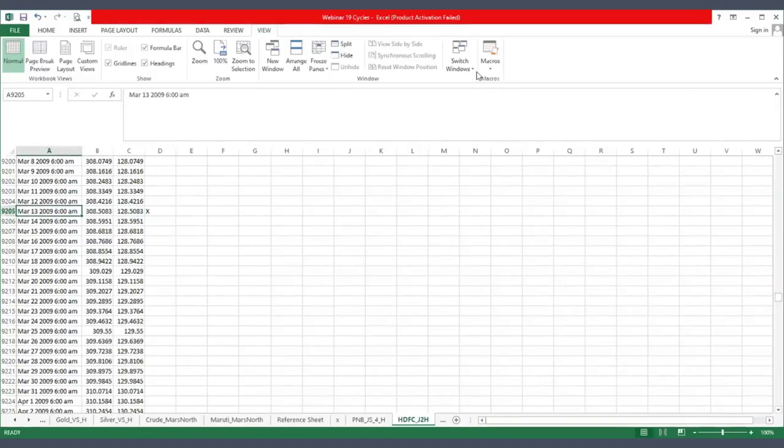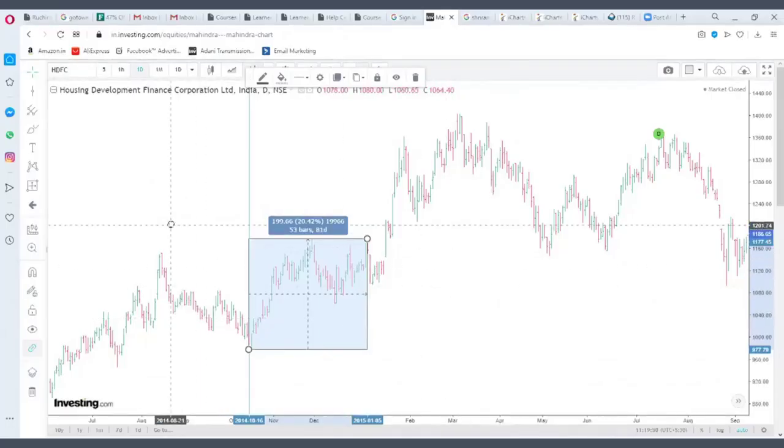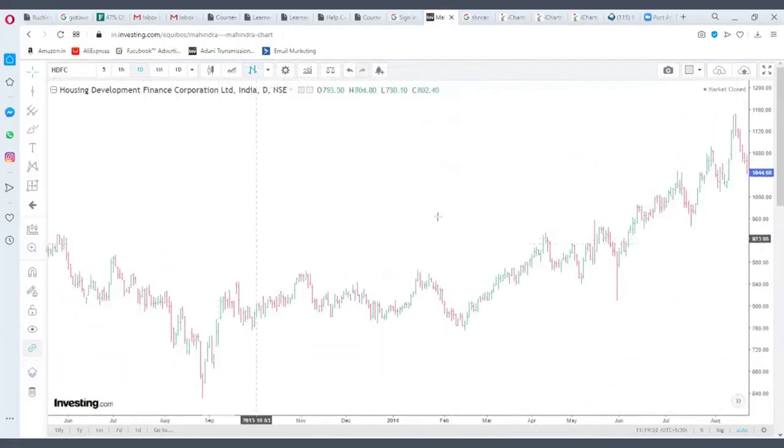Let's check in the chart, 13th March 2009. Are you guys able to see the chart? Yes, yes, yes.